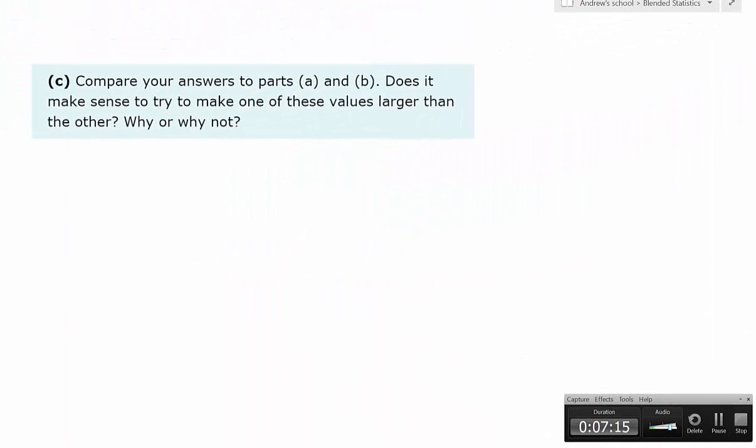So the final question says compare the answers to parts A and B. Does it make sense to make one of these larger than the other? Well, part A was the probability of arriving on time.